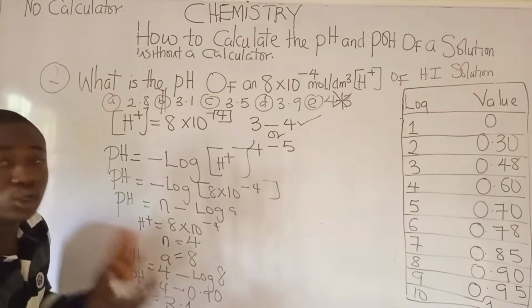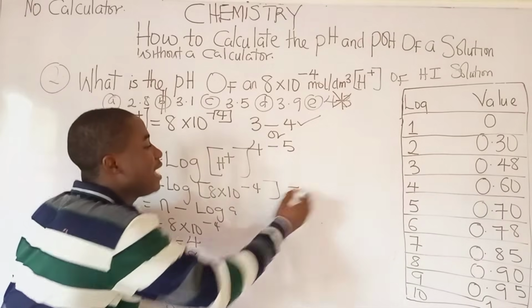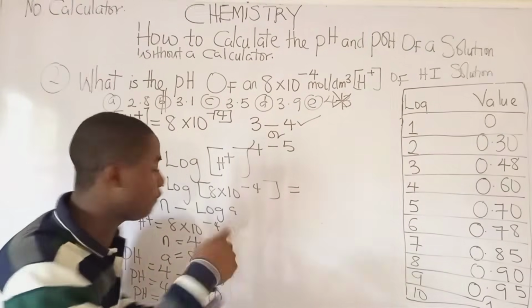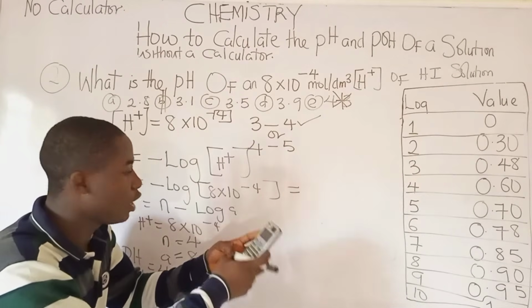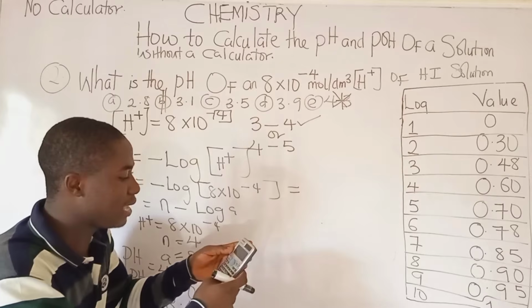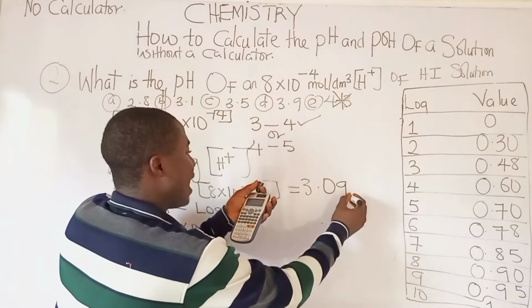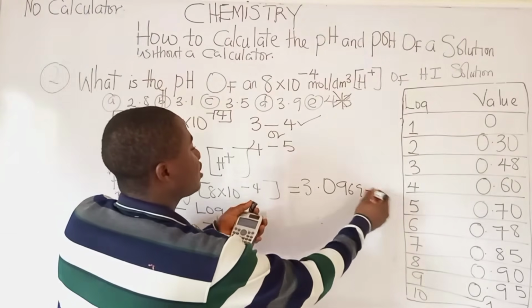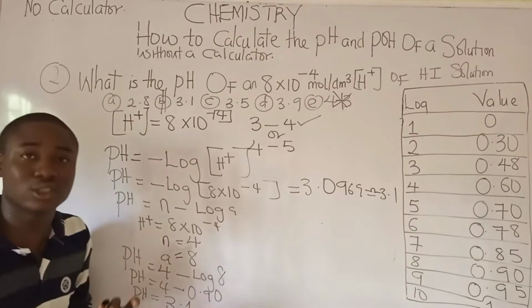So you can see how questions on this aspect are solved. For instance, if we had the calculator in the exam hall, let's check if this answer is correct. We simply press minus log into bracket 8 times 10 to the minus 4. We get 3.0969, so approximately it is 3.1. So you can see how it is gotten.